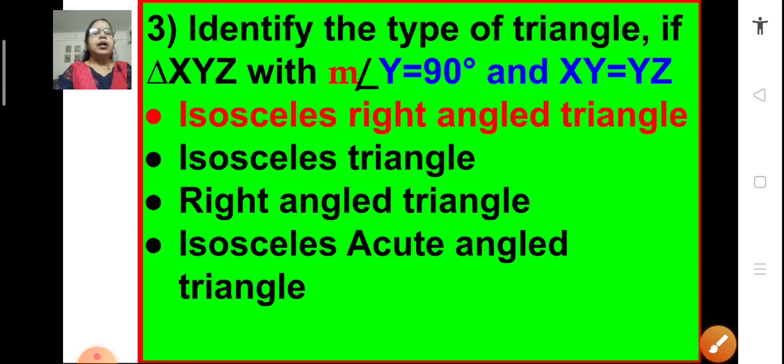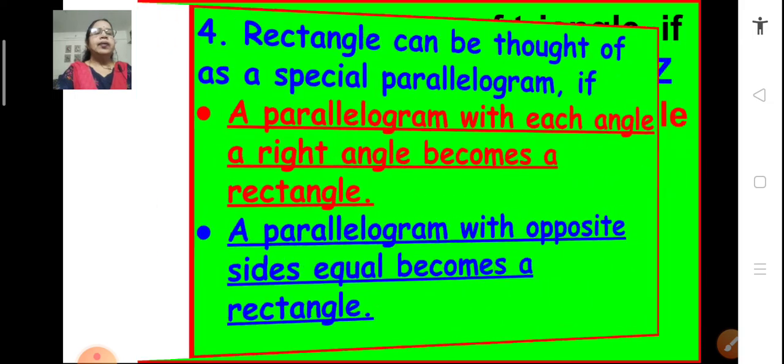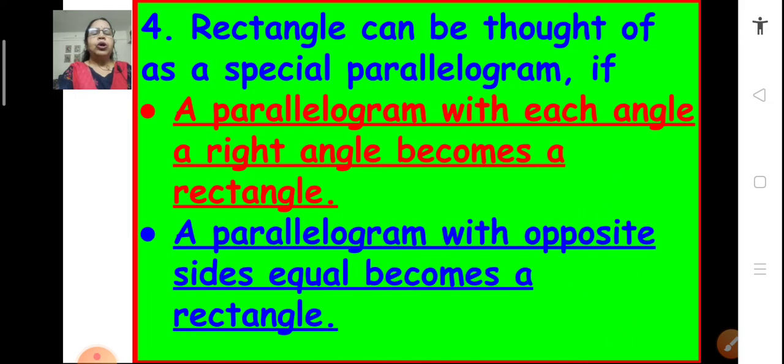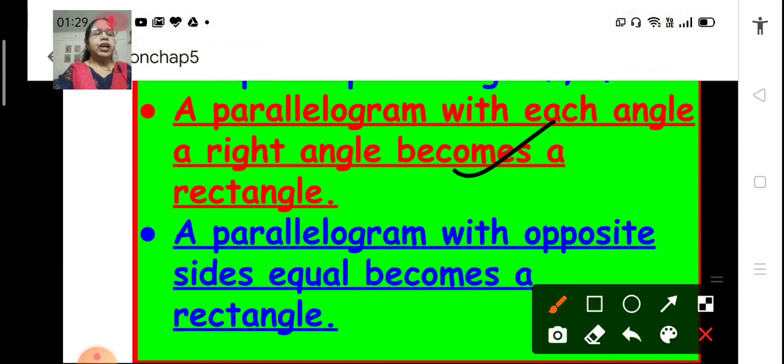Next question, identify the type of triangle if triangle XYZ has angle Y equal to 90 degrees and XY is equal to YZ. This question has repeated. It is an isosceles right angle triangle. Next, a rectangle can be thought of as a special parallelogram, a parallelogram with each angle a right angle. Another option is also given, but we know that the first option is right.